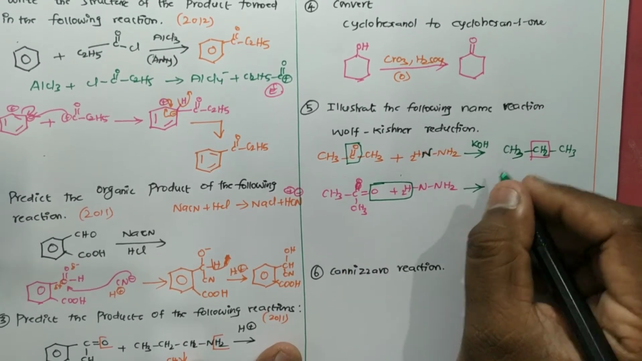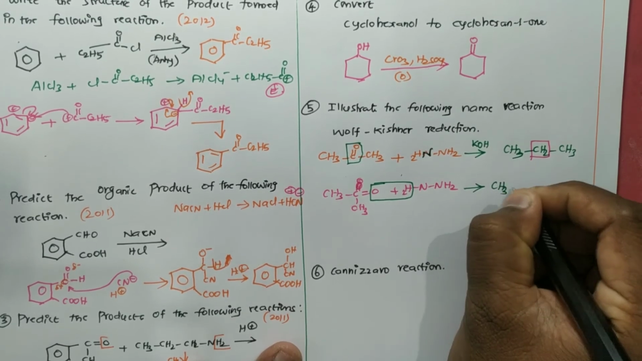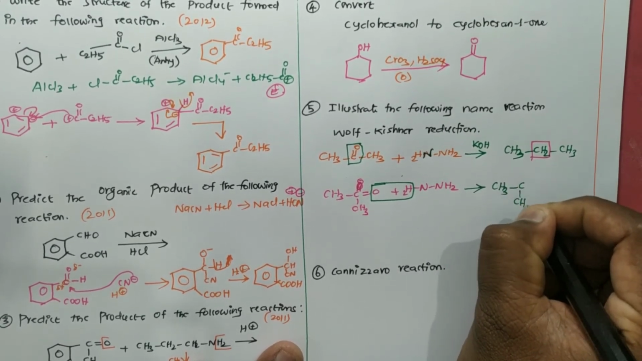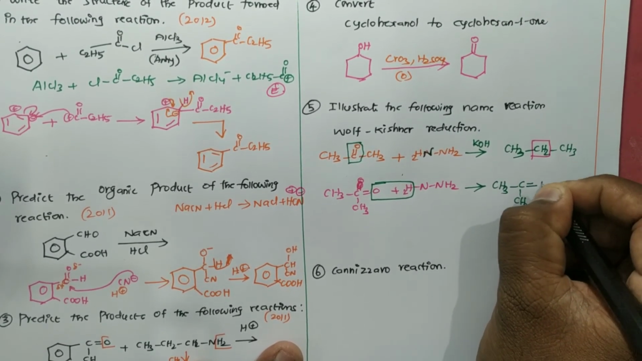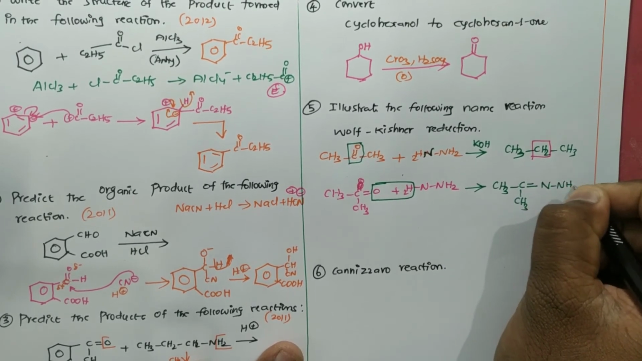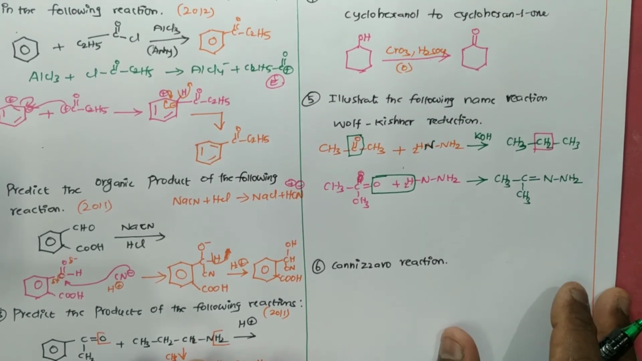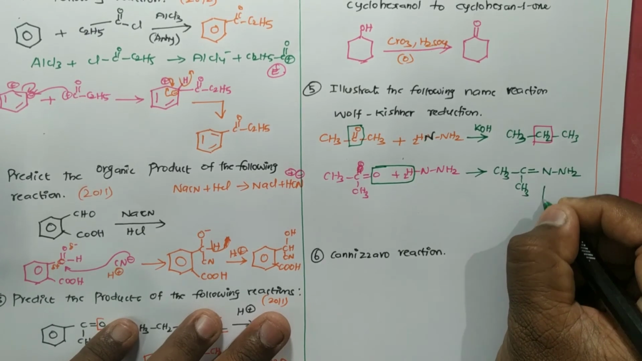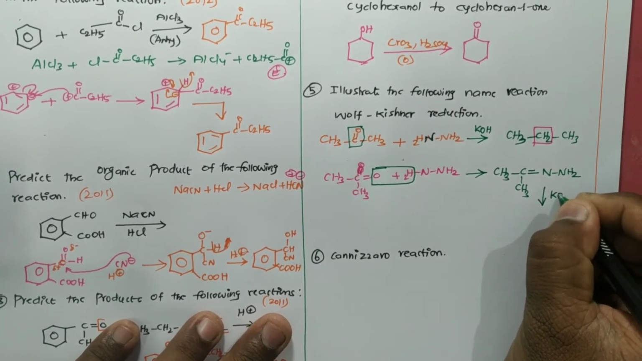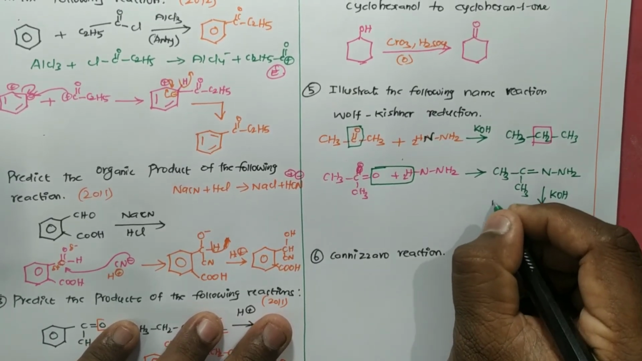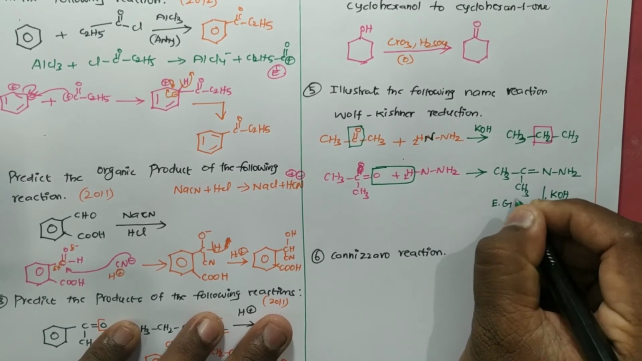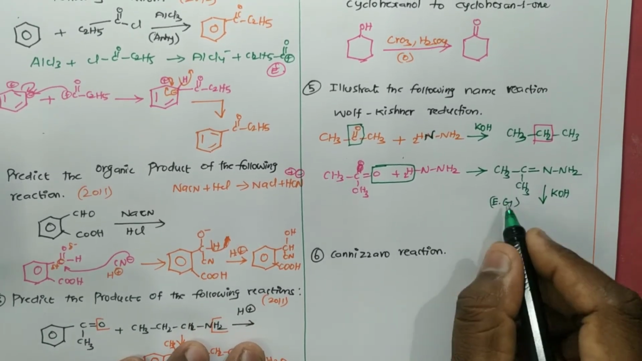With the elimination of a water molecule, I will be getting a product CH3, C single bond CH3. Here one double bond is existing, and NH2. This is nothing but hydrazone. Once the hydrazone is formed, it will react with KOH in presence of ethylene glycol, with ethylene glycol as a solvent.